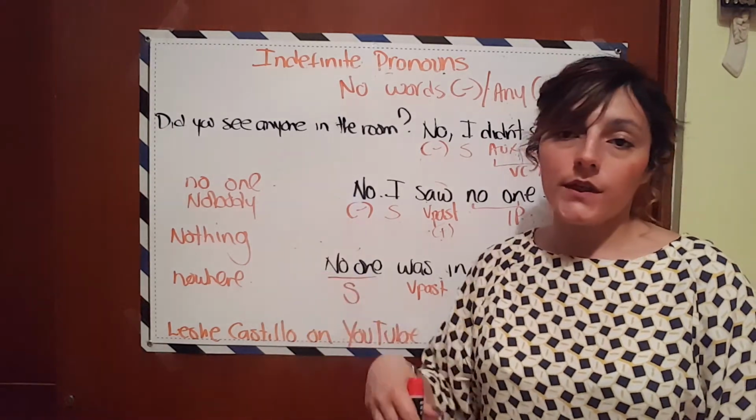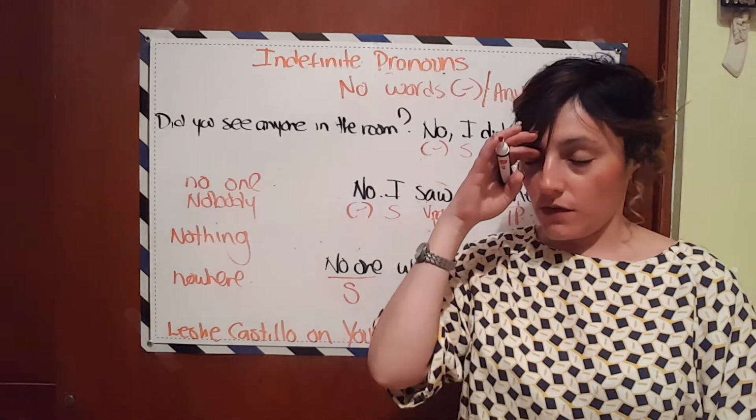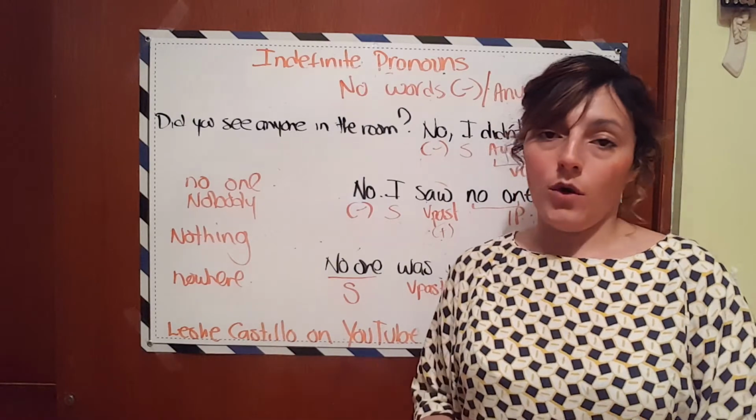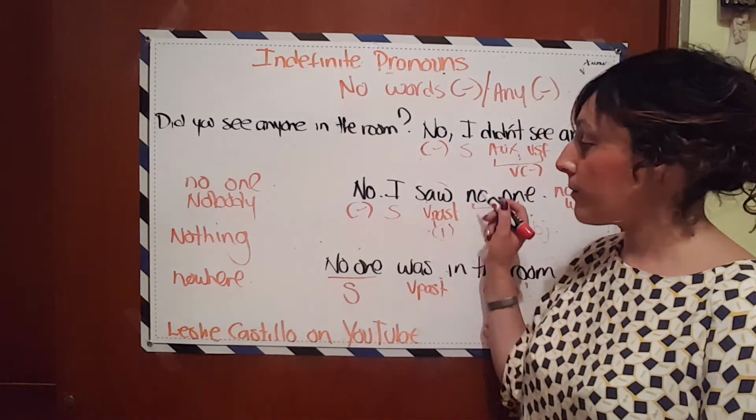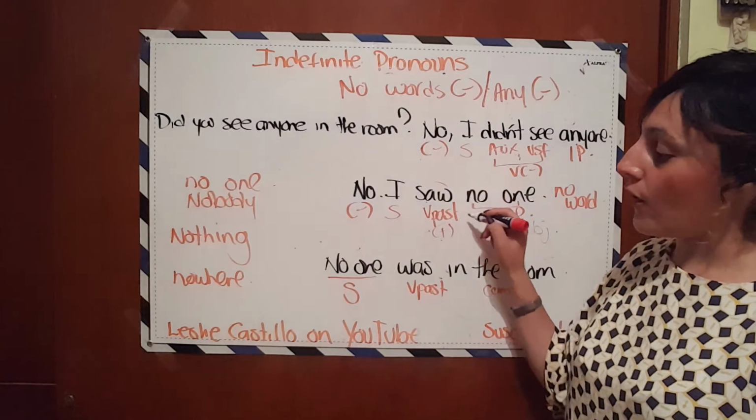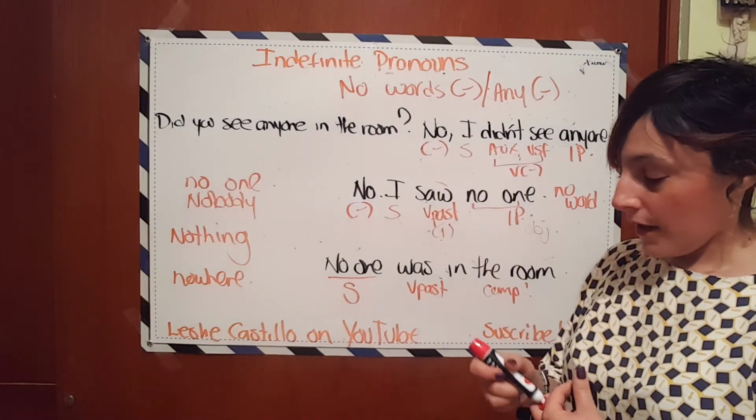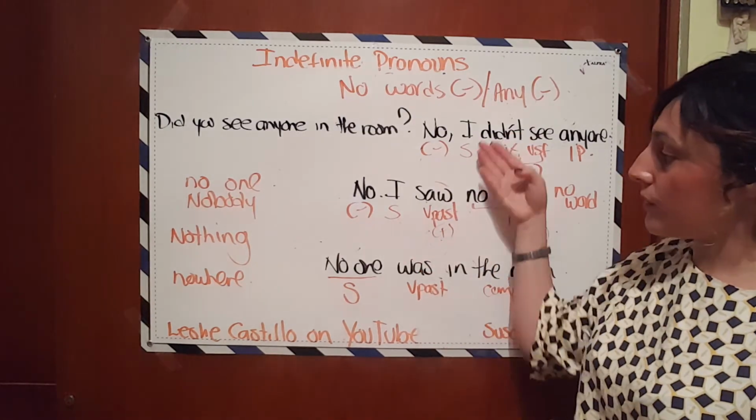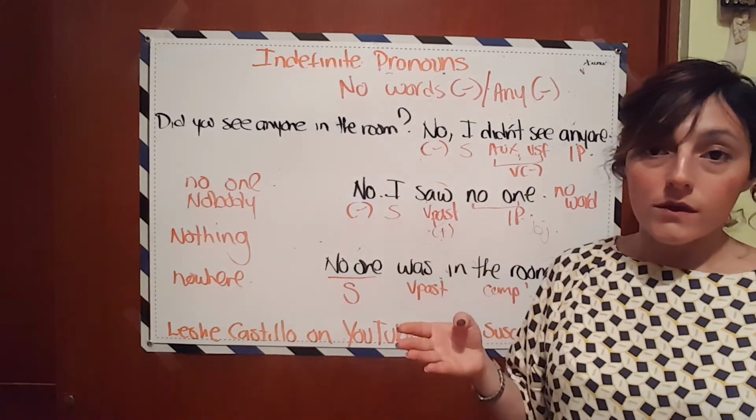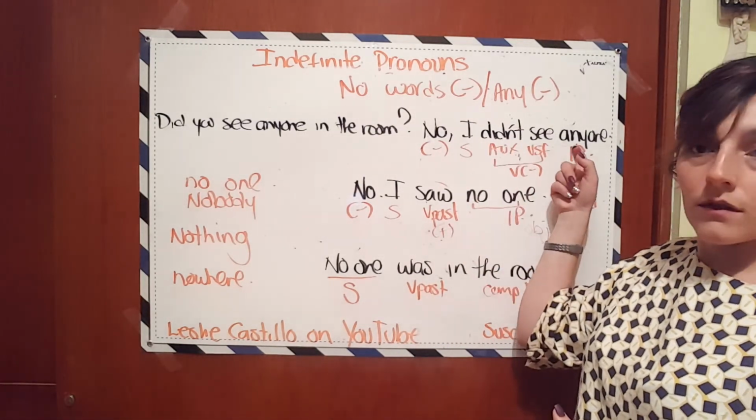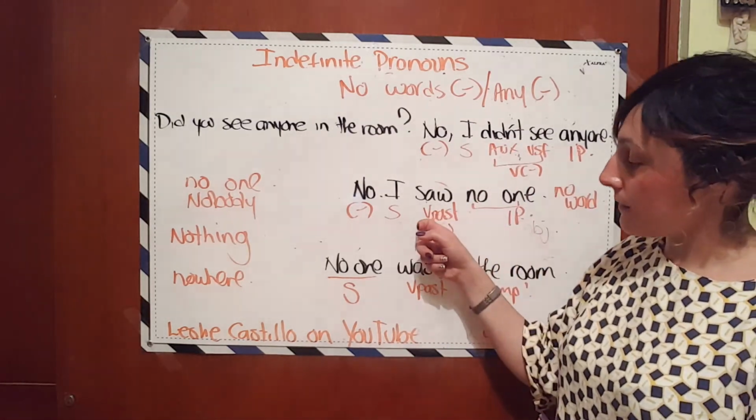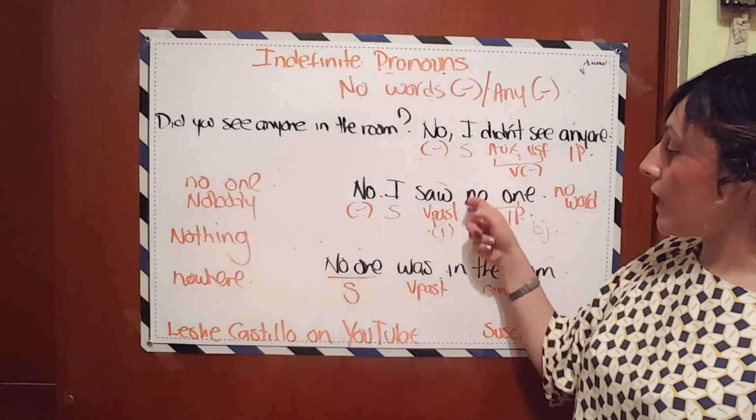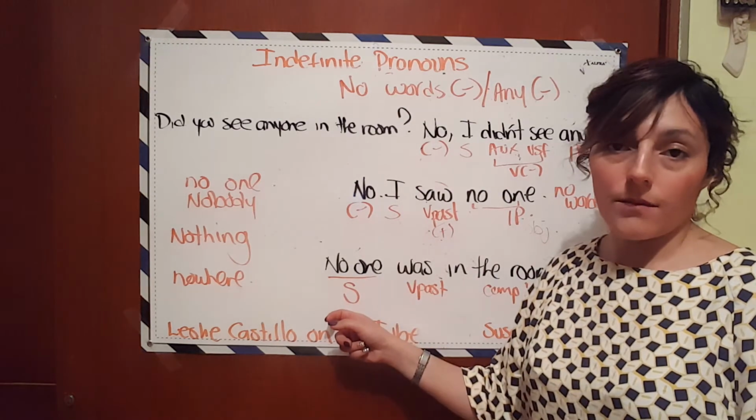Okay? My examples here are in the past, but you can also use them in other tenses. For example, I will see no one tomorrow. So your verb is in affirmative and then you use a no word. So please try not to confuse this because it's kind of confusing sometimes, but just try to remember the rules. If it is an auxiliary negative, you use an any word. If your verb is in affirmative, you use a no word. No words can be in the object position and in the subject position.